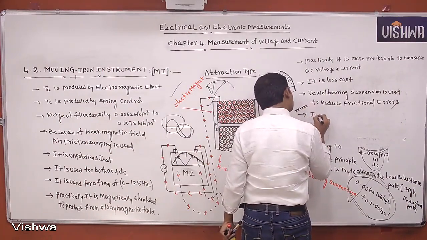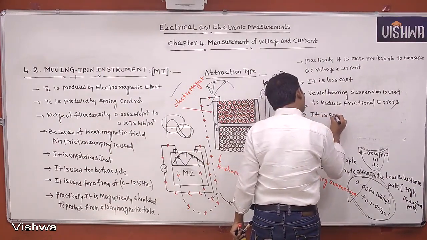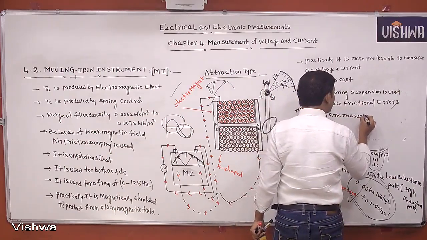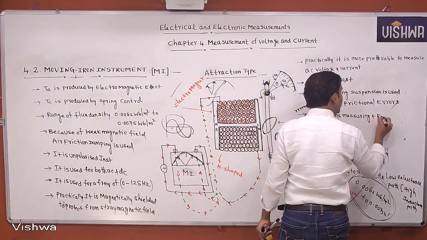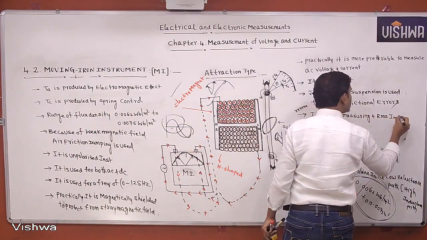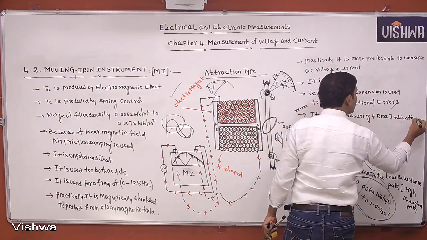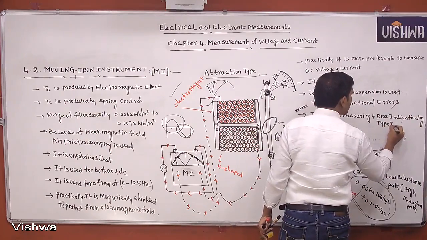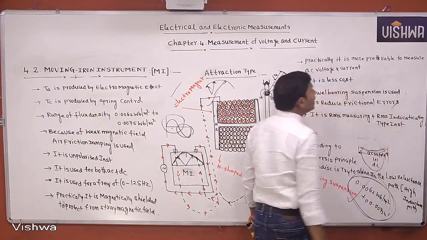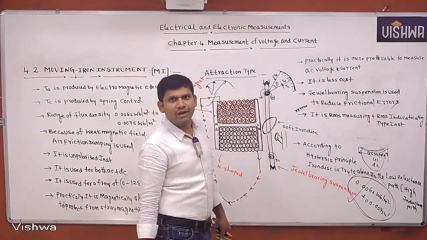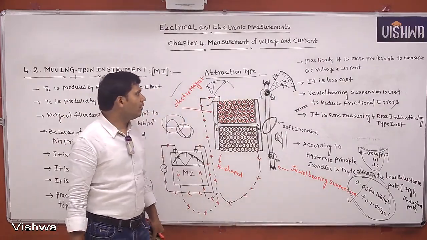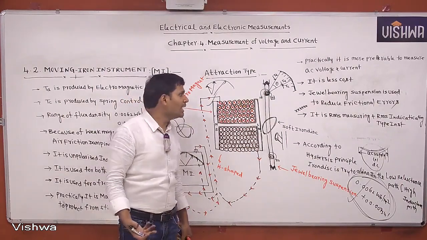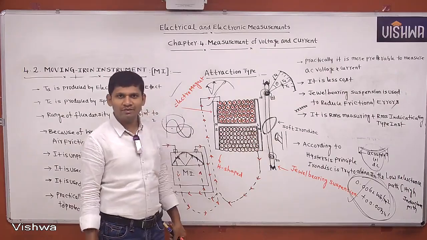It is an RMS measuring and RMS indicating type instrument. That means whatever the input applied to the MI instrument, it measures the RMS value. But in PMMC, whatever the input applied, what value does it measure? Average value. But MI measures RMS values.